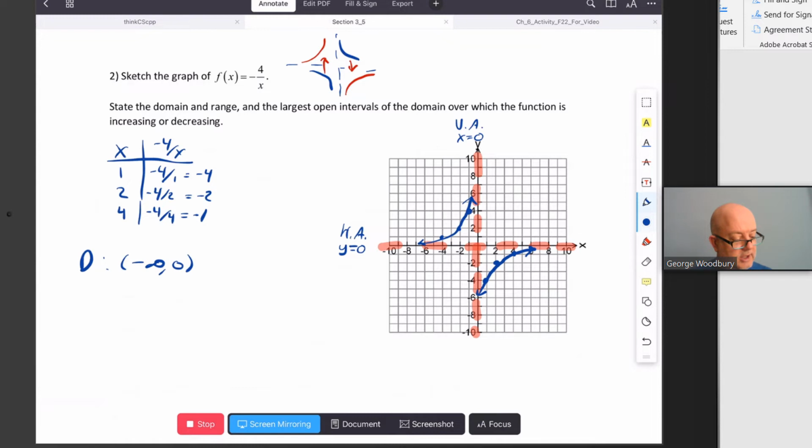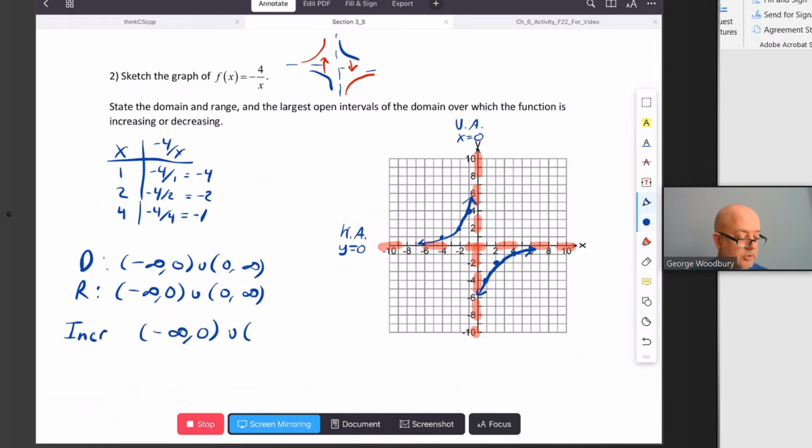For the domain, everything except for 0. For the range, everything except for 0 because it does not hit that value of y equals 0. And then finally, this graph is increasing everywhere because as you look from left to right, that first branch at the top left, up here, as we go from left to right, that's increasing, it's going up. And then when we jump over the vertical asymptote and we go left to right, it's still increasing. So this is increasing everywhere where it's defined.